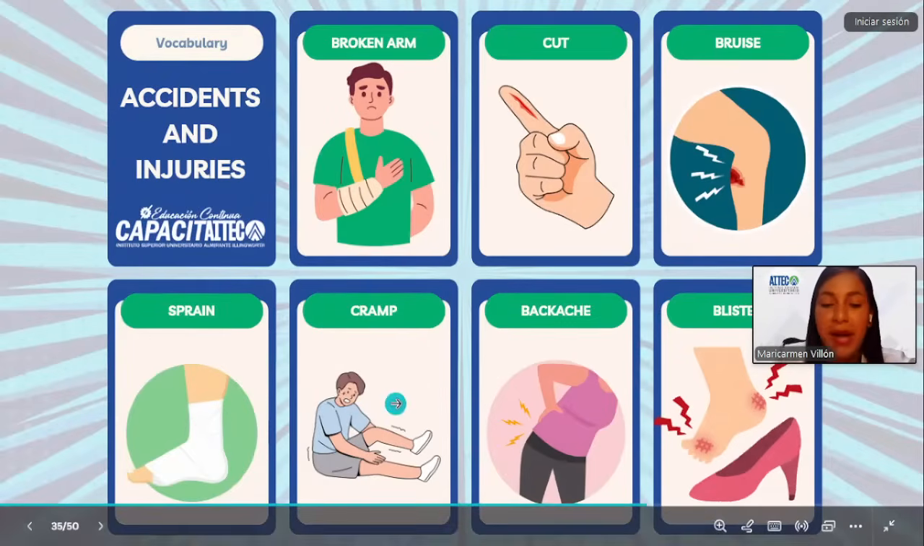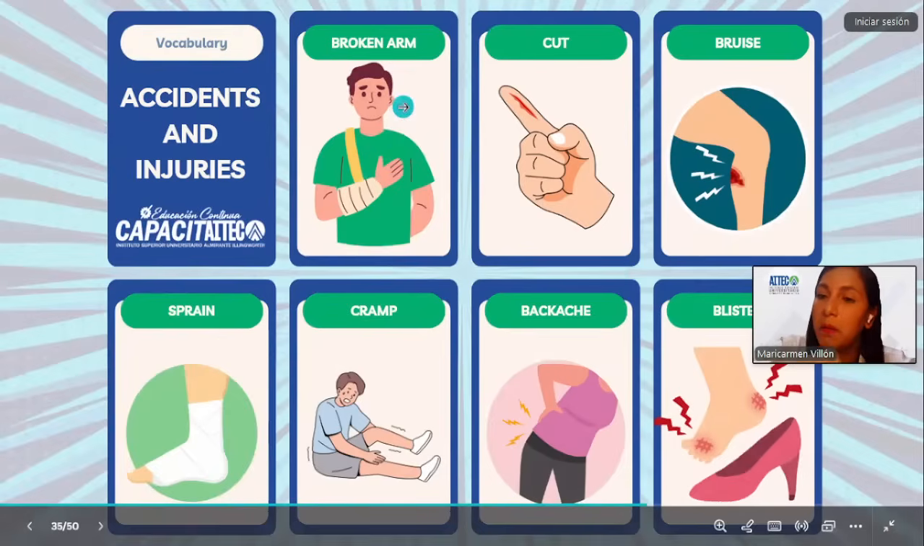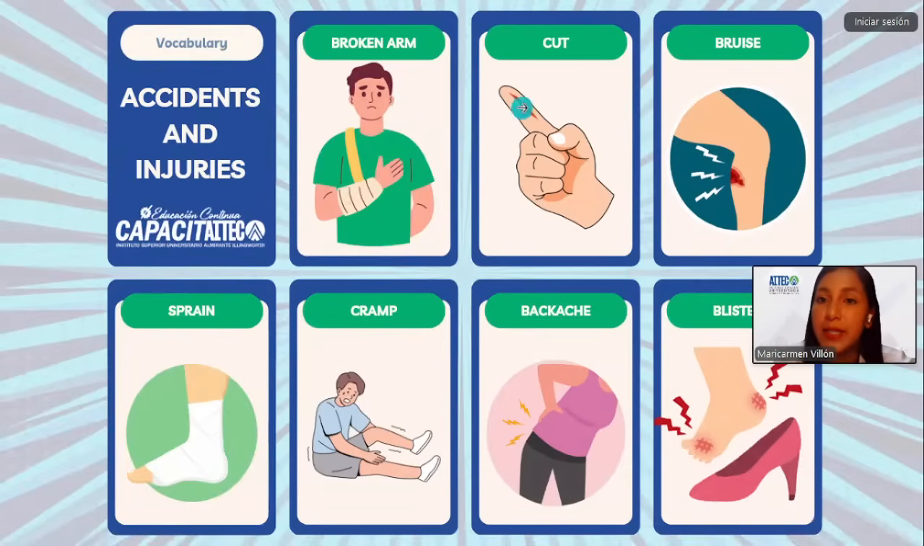Next one, we have cramp. Cramp. Take a look and repeat after me. We have a backache. Backache. Okay. We have a blister. Blister. Right? So broken arm is very easy. You see it? Broken arm. We have a cut. You cut maybe your finger. You got a cut there.